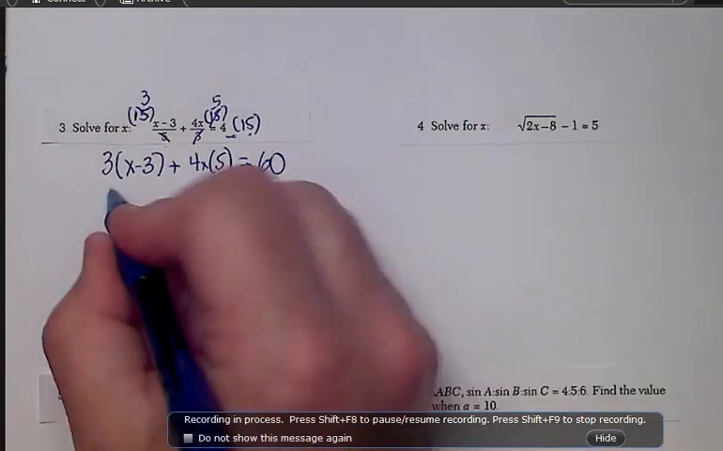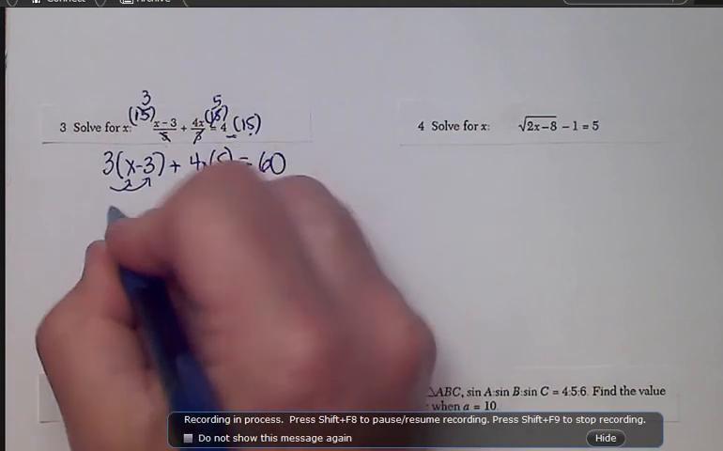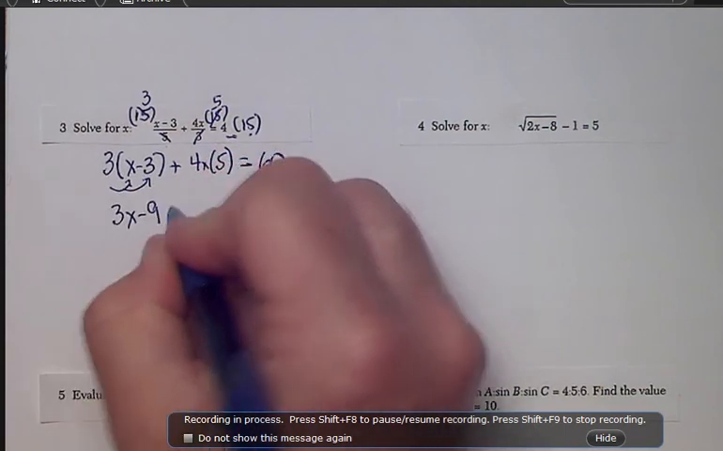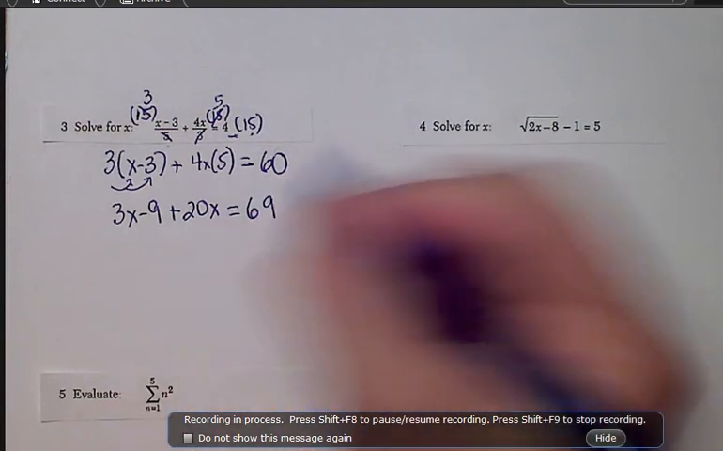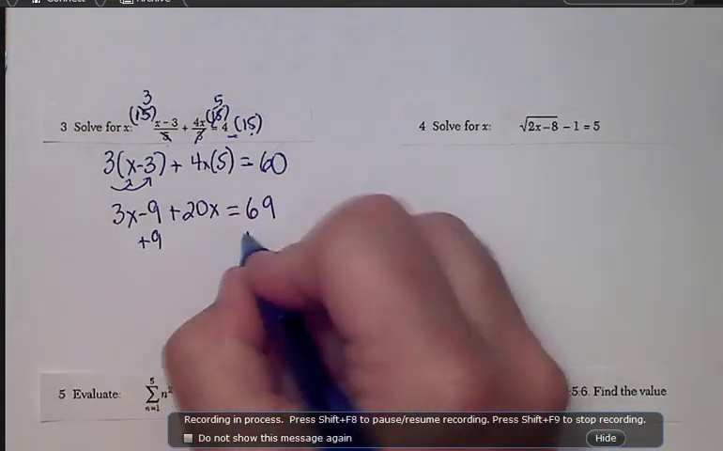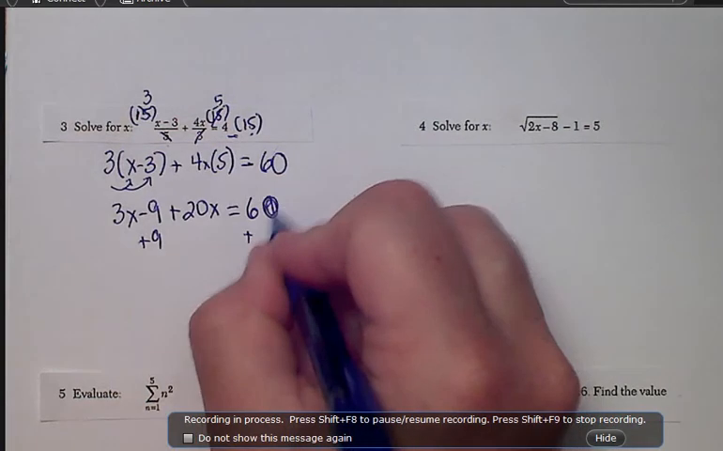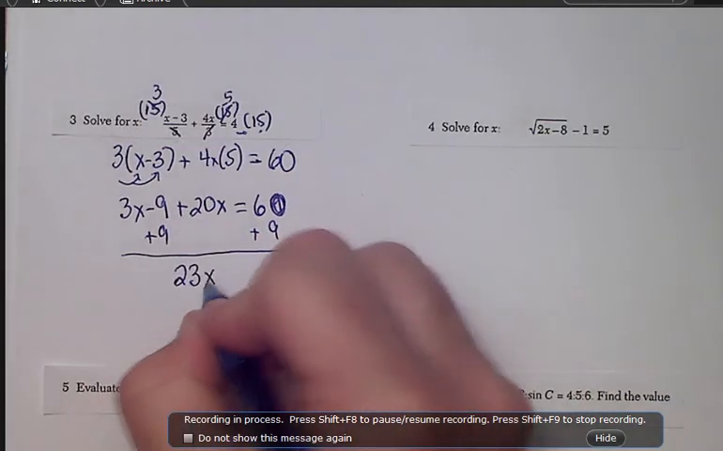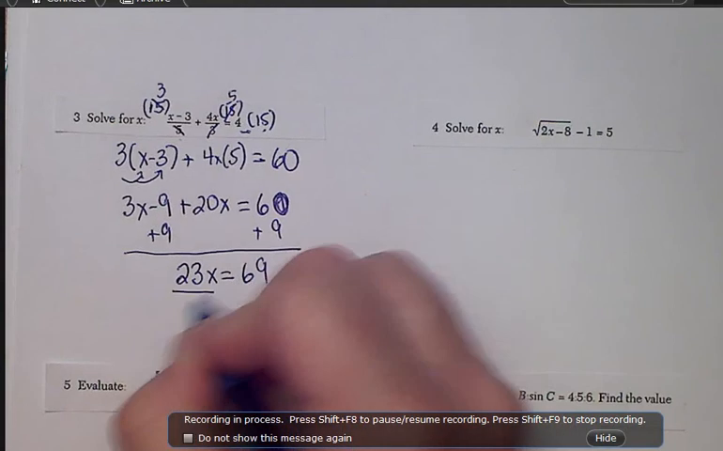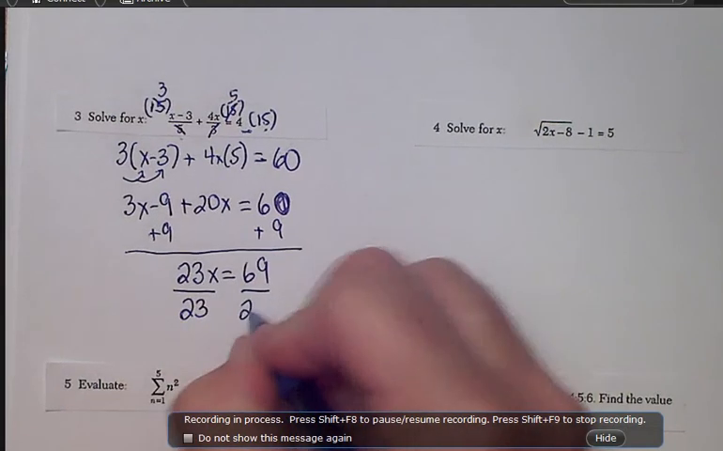Simplifying this, I'm going to get 3x minus 9 plus 20x is equal to 60. Putting the x's together and adding 9 to both sides gets me 23x is 69. Divide by 23, x is going to be 3.